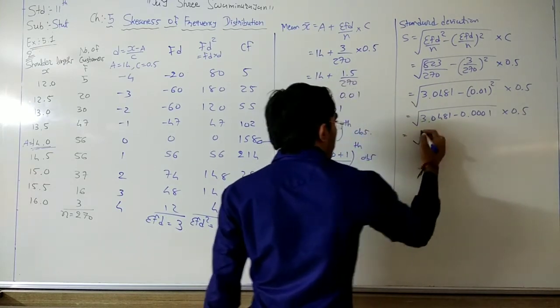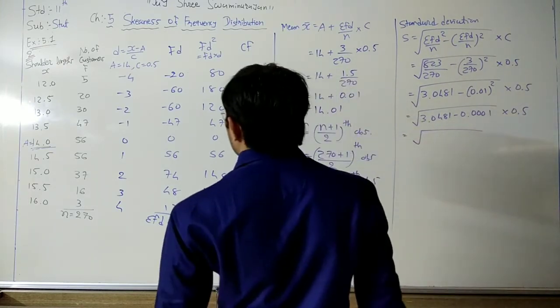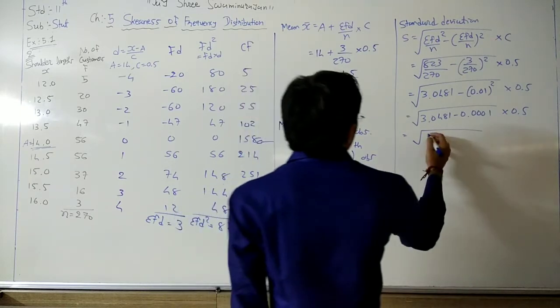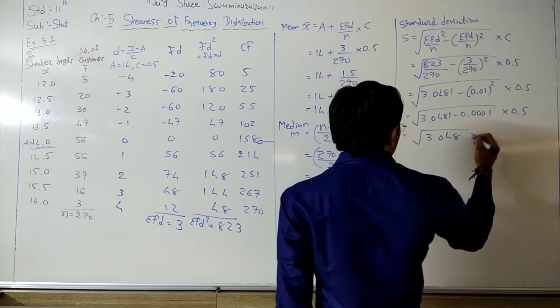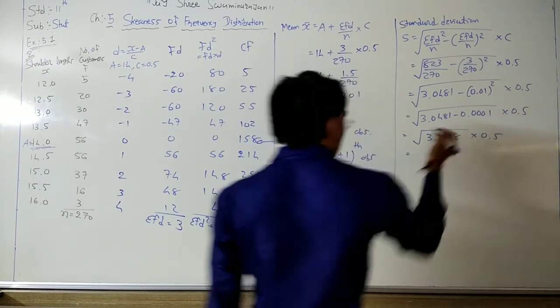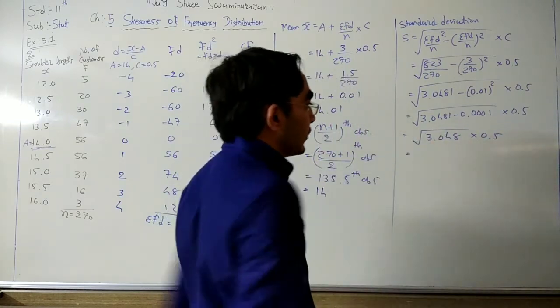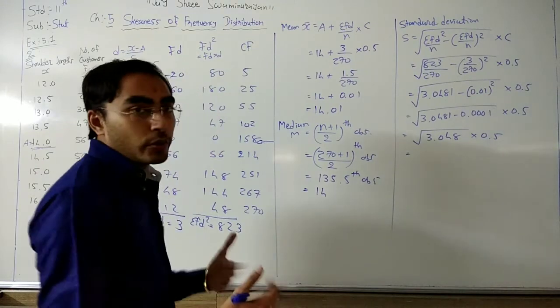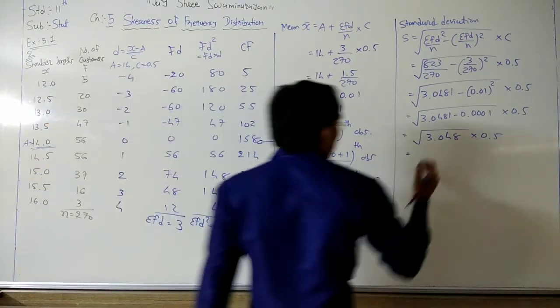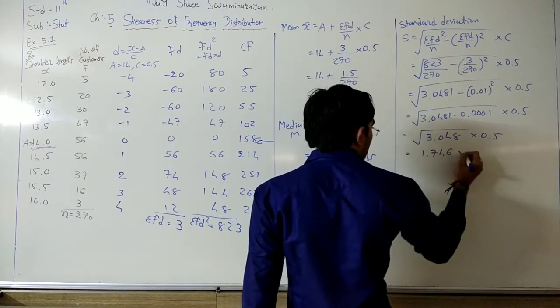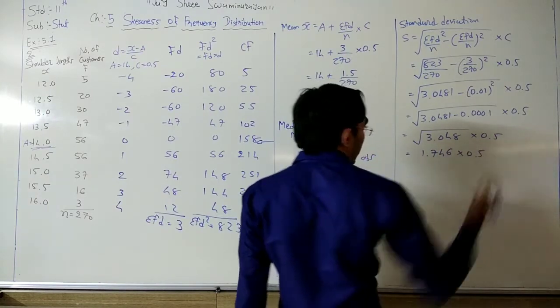Now find out the subtraction. So the answer of the subtraction is 3.048. Right? This one remove, and 0.5. Find out the square root. Now use the calculator and find out the square root of 3.048. So the square root of 3.048 is 1.746, and we need to multiply with 0.5.